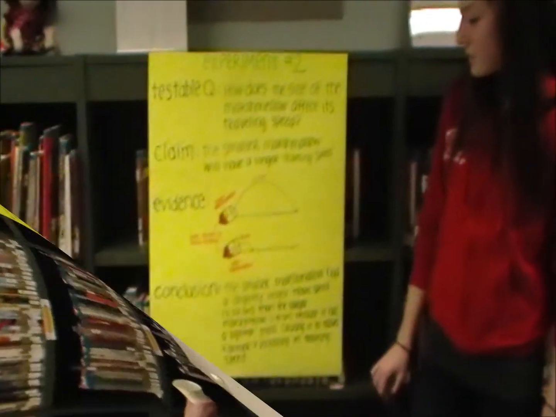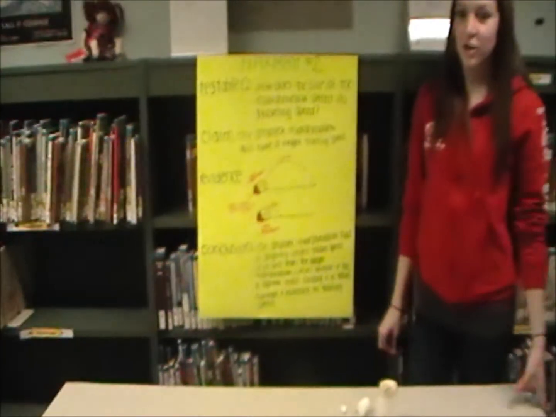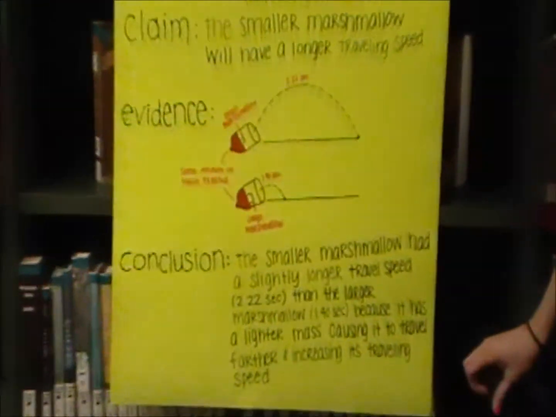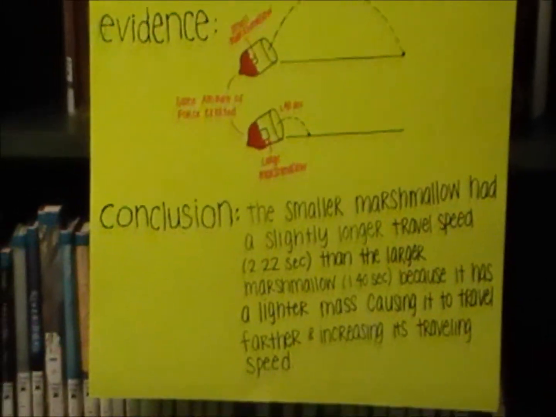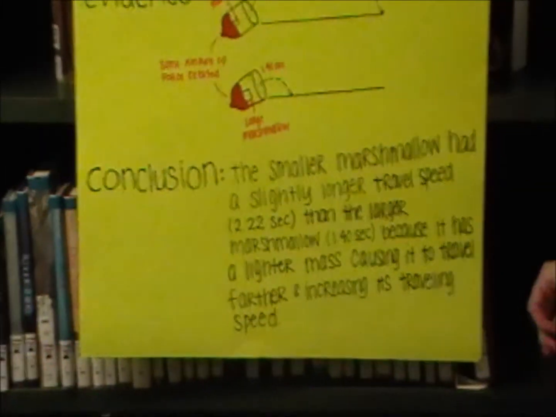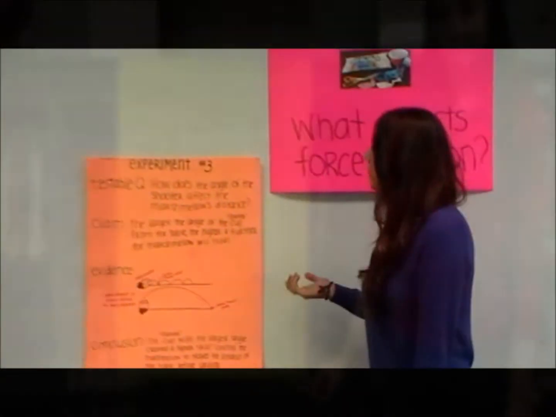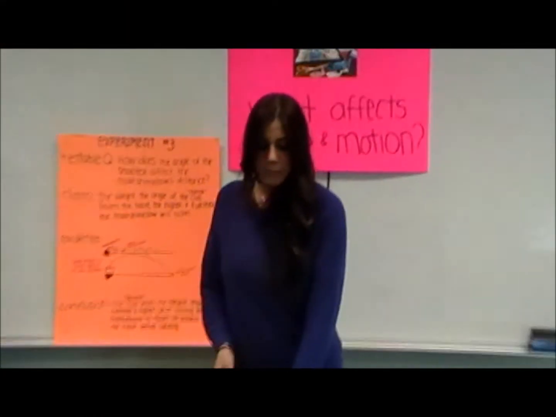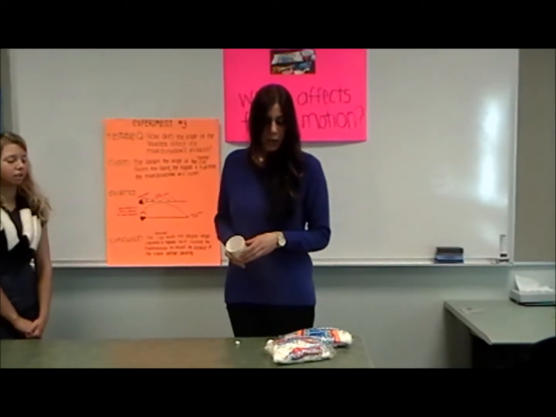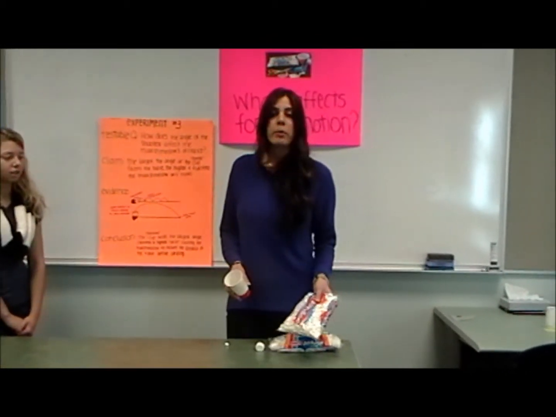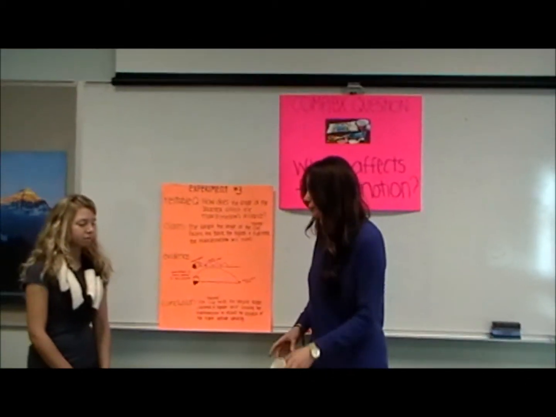In our conclusion, we found the smaller marshmallow has a slightly longer traveling speed than the larger marshmallow because it has a lighter mass, causing it to travel farther and increasing its traveling speed. For experiment number three, we're using the same materials that we used in experiment number one, except we are using smaller marshmallows for better results.